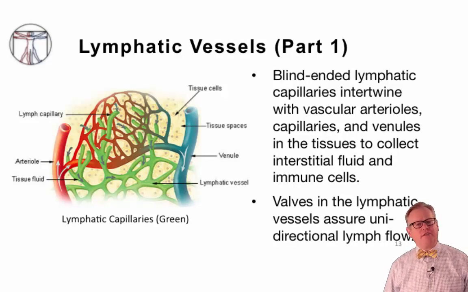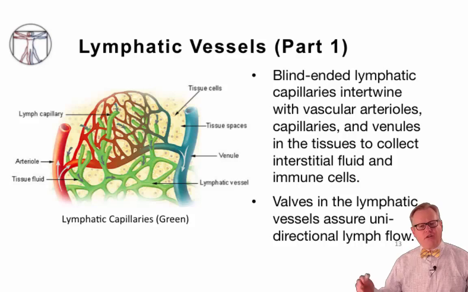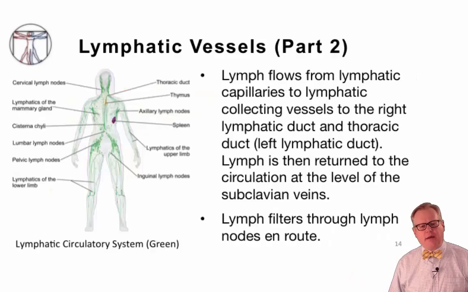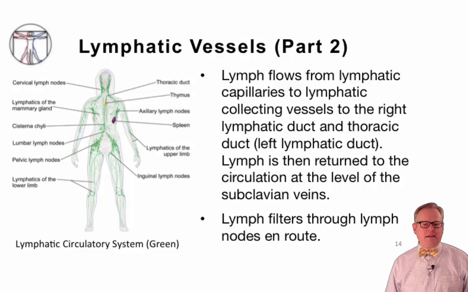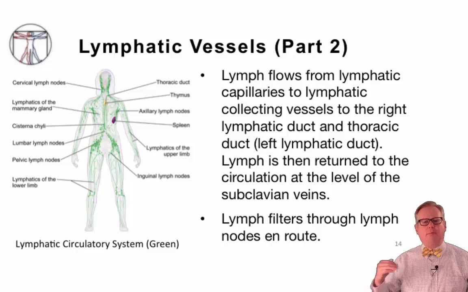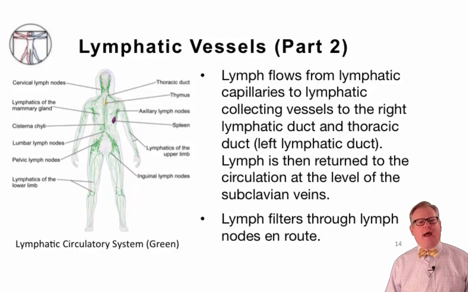Valves in the lymphatic vessels make it so that lymph can only flow in one direction back towards the main circulatory system. The lymph flows from the lymphatic capillaries to lymphatic collecting vessels to the right lymphatic duct, and then finally to the thoracic duct, where it then dumps back into the main vasculature, back into the blood. The lymph is returned to the vasculature at the level of the subclavian veins.